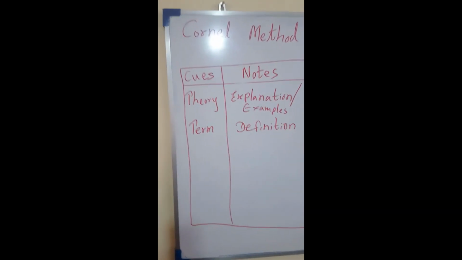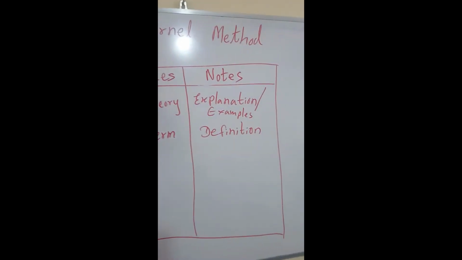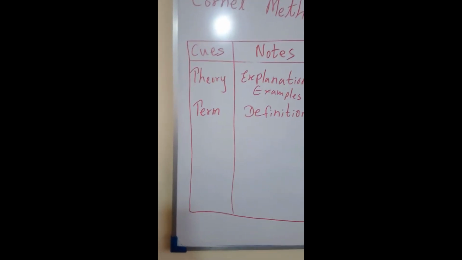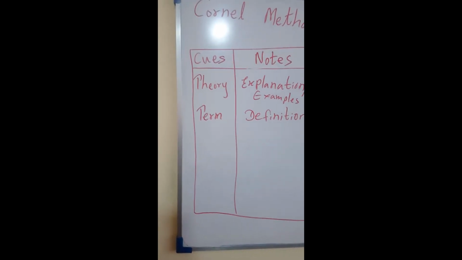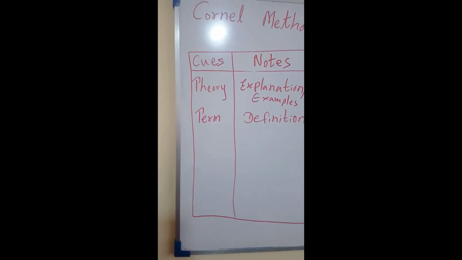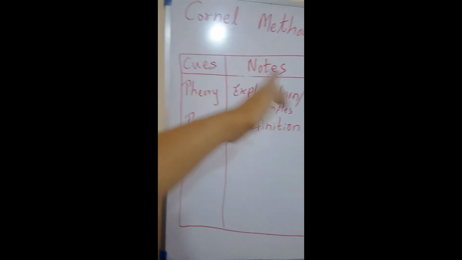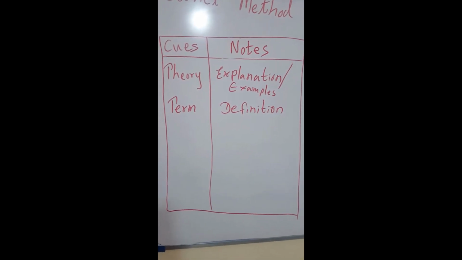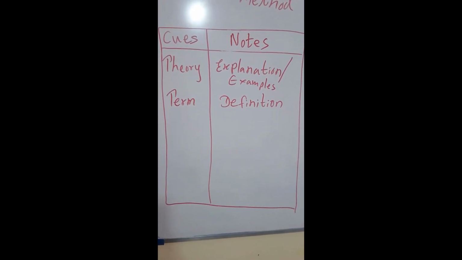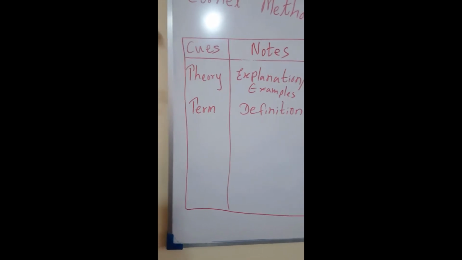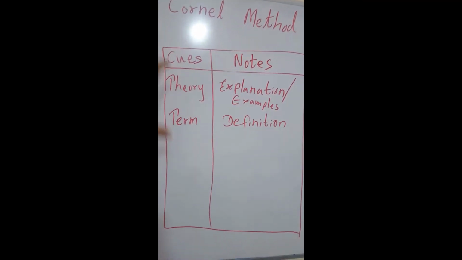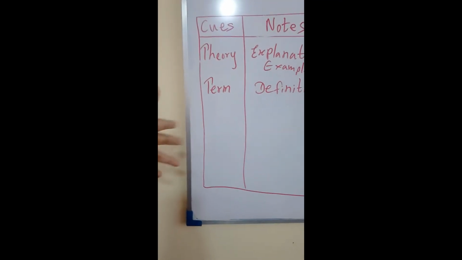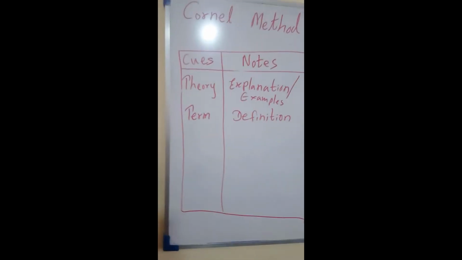This is basically like one of your notebooks, isn't it? So this left side is for cues, basically words that trigger your memory, or certain keywords you hear in the lecture or find in the textbook. And the larger space is dedicated to notes, which can contain explanations, examples, definitions of terms, or detailed descriptions of what comes under these cues. So these cues could be theories, terms, keywords, main points, whatever triggers your memory.